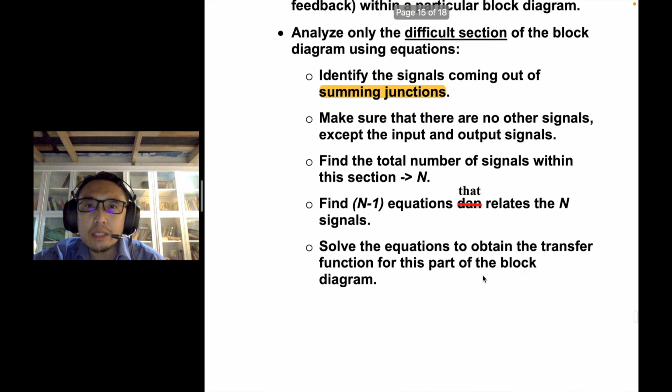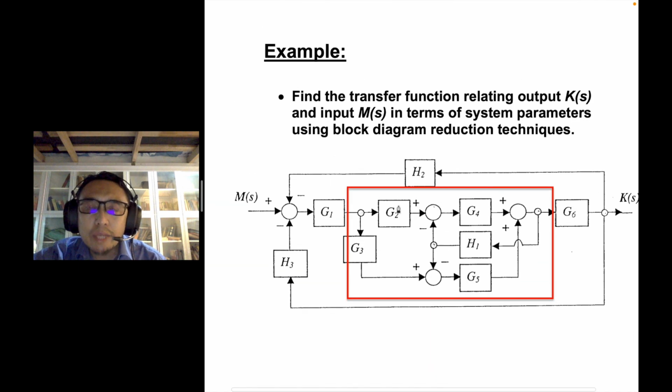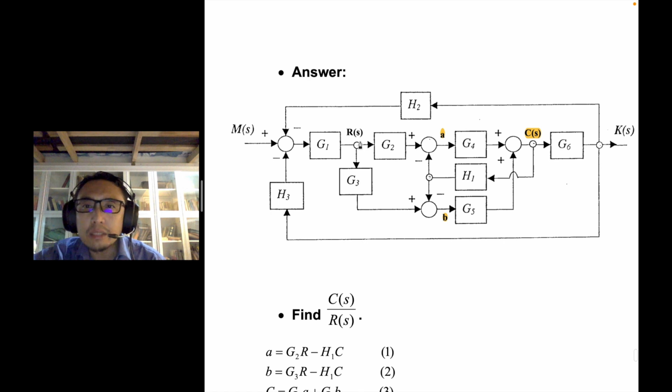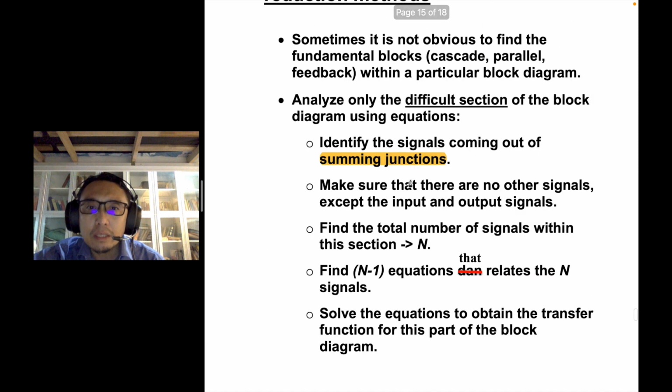Okay, as indicated here, sorry, in this case we have labeled 4 signals actually, so there's another one, R, here. So we want to simplify the blocks relating R and C, but we have identified all the outputs going out of the summing junctions A, B, and C. So then we have 4 signals, so we just need to find 3 equations, right? Just like what the notes say here. So we have 4, so we need 3.